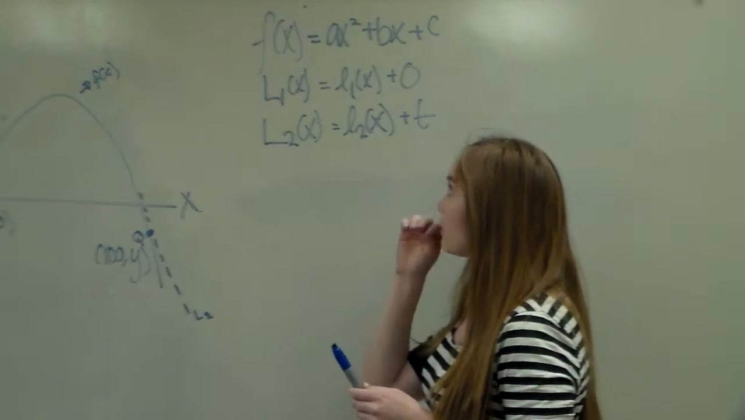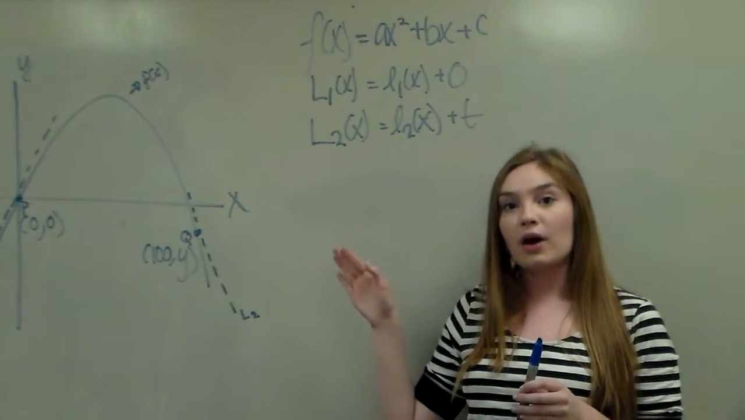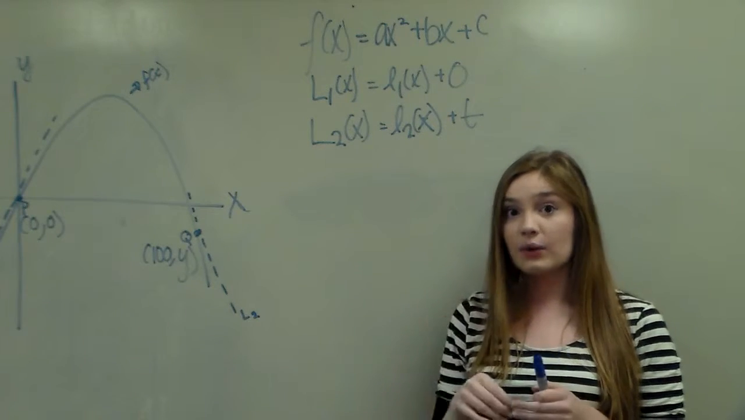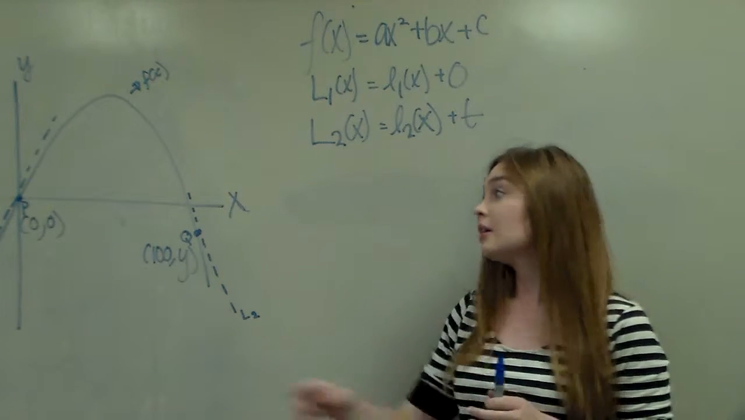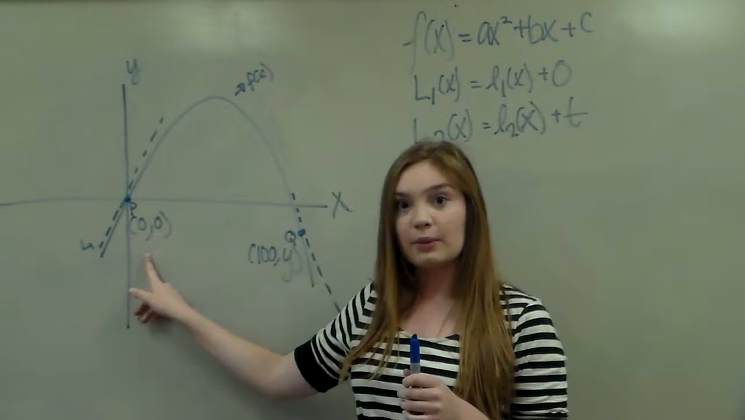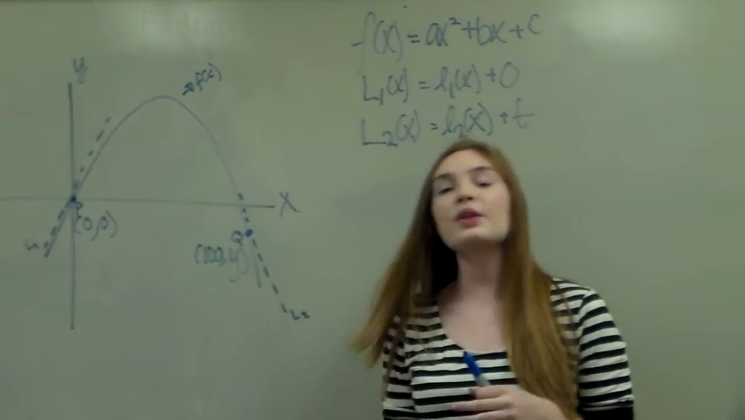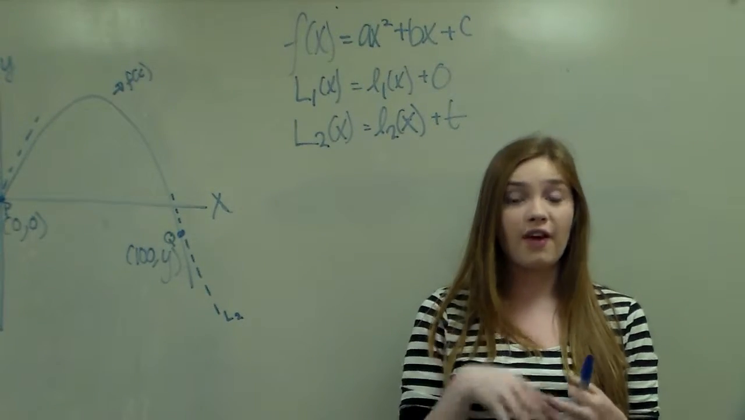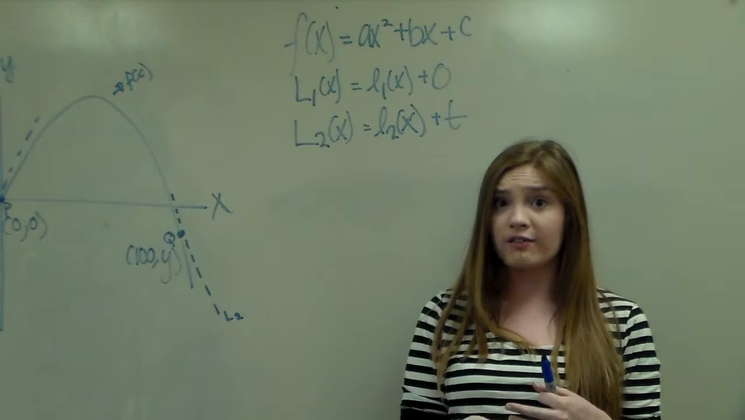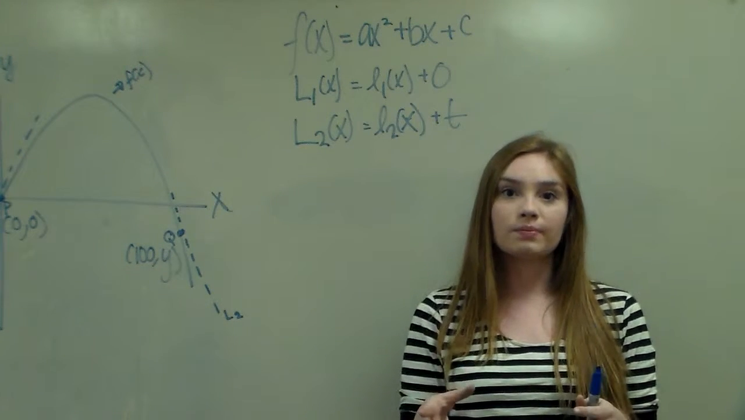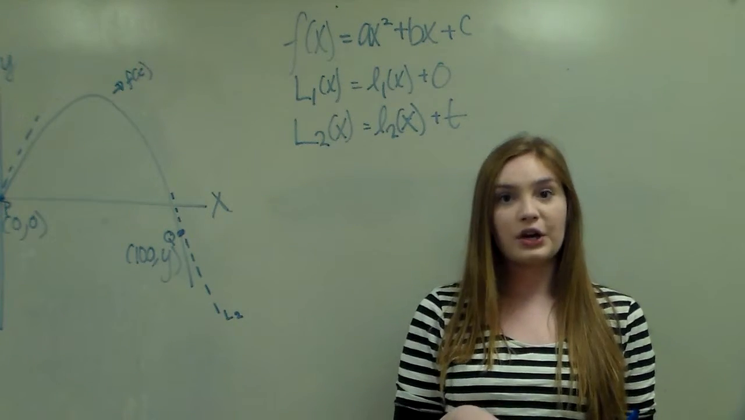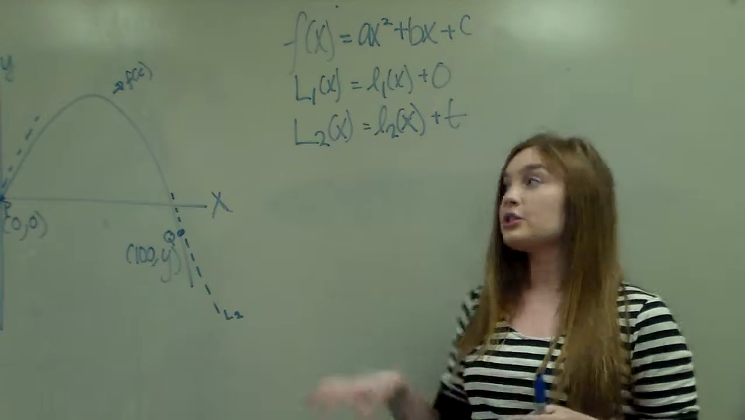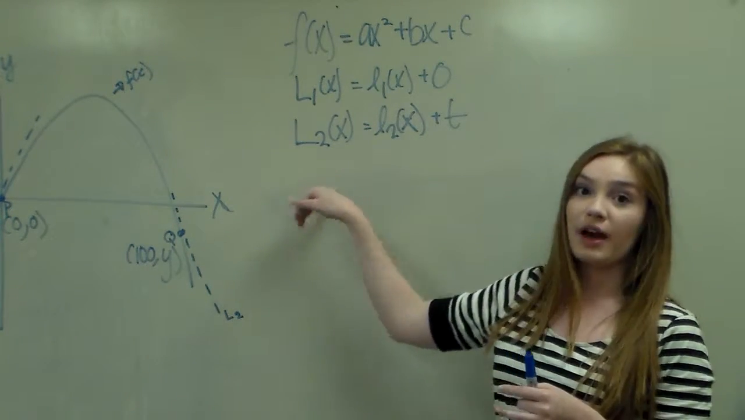So basically, f of x and L sub 1 of x are equal at the point px and the point py. So that means that their derivatives, the derivative of f of x and the derivative of L sub 1 of x, are both equal. We can use the same logic for L sub 2 of x.